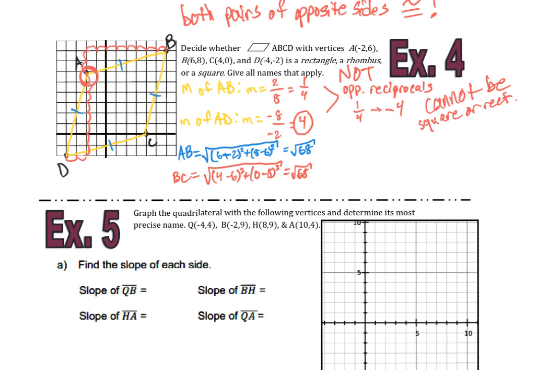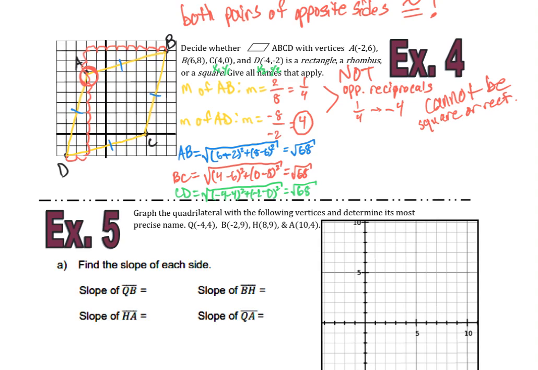Let's look at BC. Or not, I just did BC, right? Let's look at CD. C to D, so this would be x1, y1. This could be my x2, y2 up here. And in this case, we're going to get -4 minus 4, don't forget the squared, plus -2 minus 0, don't forget the squared. Put that in the calculator, guess what you get? You do get square root of 68. So far, so good. 3 sides are congruent.